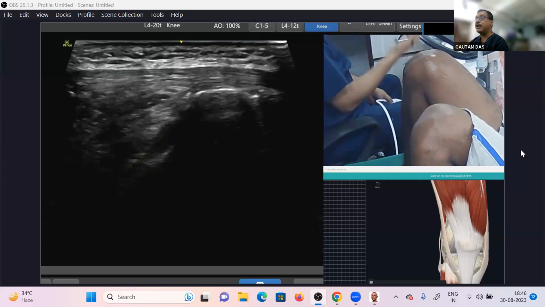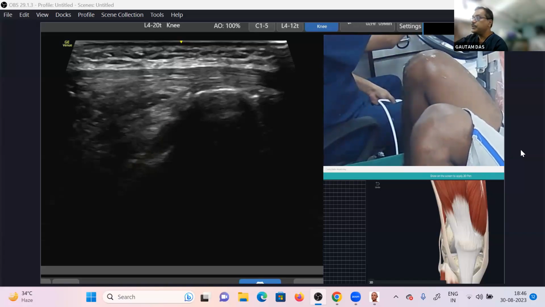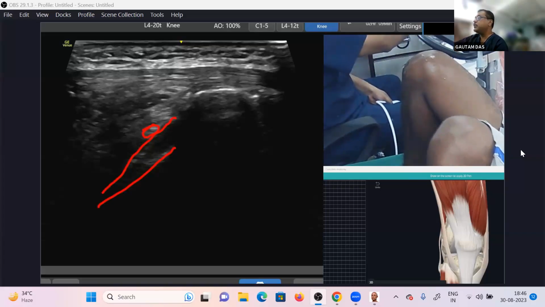It will be looking hyperechoic. I'll be showing you on the transverse axis. But now I'm seeing the long axis. So now this is your ACL, and this is your transverse meniscal ligament. To search for the ACL, you should search for the transverse meniscal ligament, and it will be starting inferior to that. And you will be able to find it out.